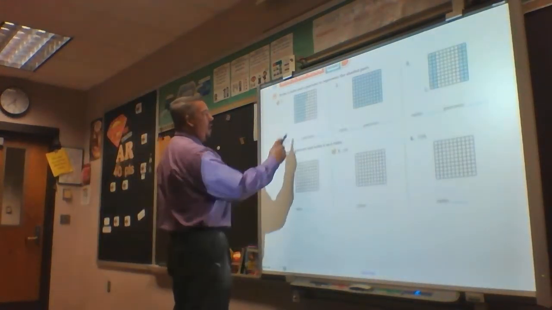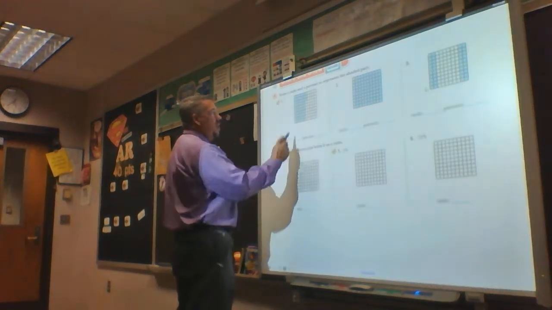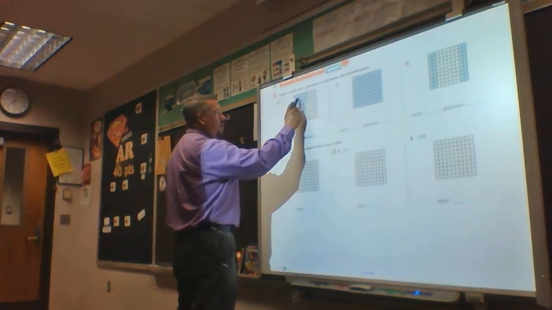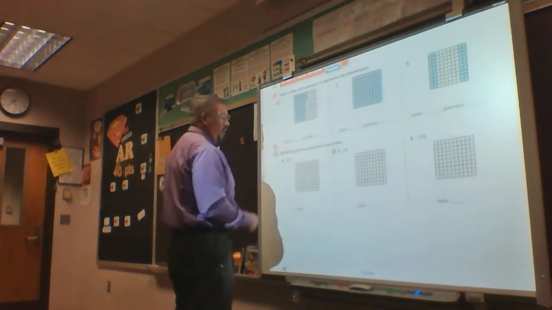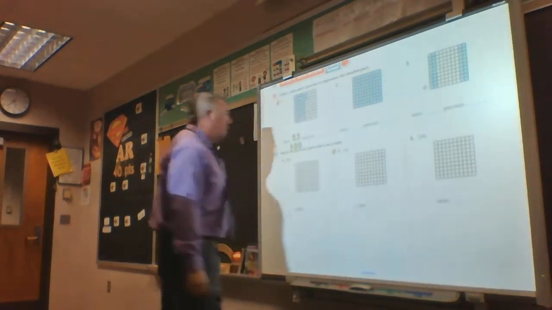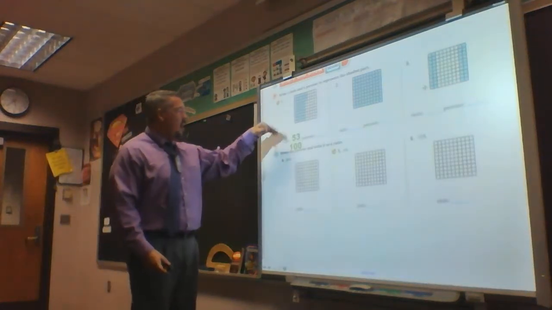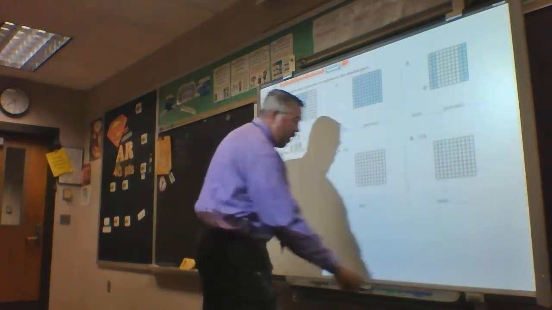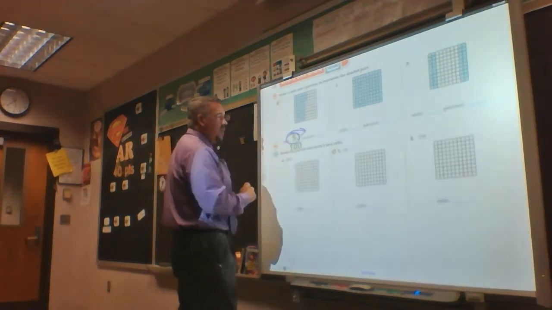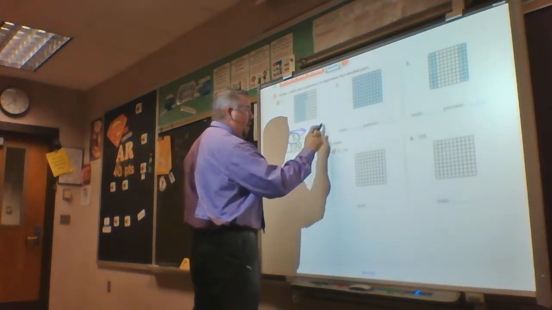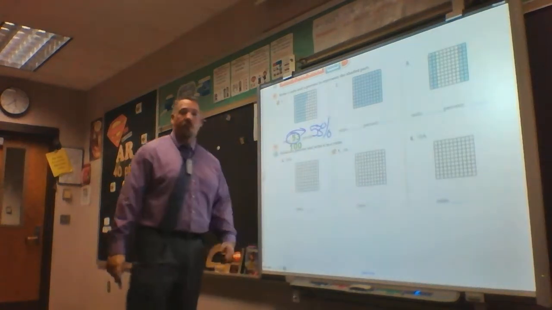So when I look at them, I have complete rows of 10, 10, 20, 30, 40, 50, and then 1, 2, 3. So when I look at it, I know I have 53 out of 100. And when I take that numerator and I add a percent sign, then I simply have 53%.